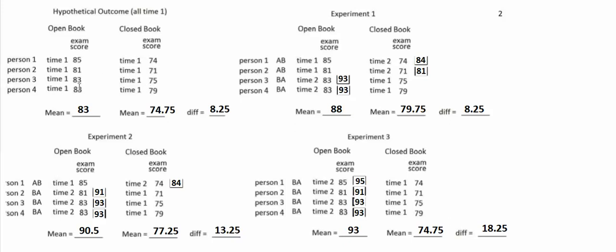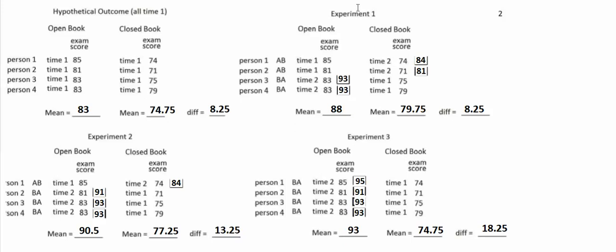There's no contamination due to practice effects in this imaginary situation. In experiment 1, I have 2 people following the AB order, in which the open book exam comes first, and 2 people following the BA order, in which the closed book exam is first. When you do an experiment this way, and each person takes the exam 2 times, you expect the person to do better the second time because of practice.